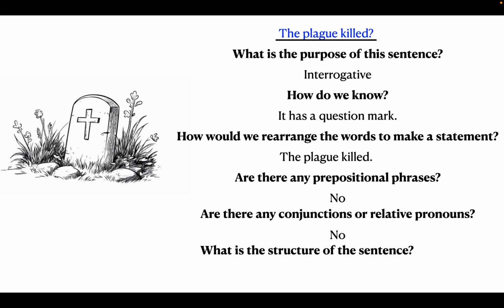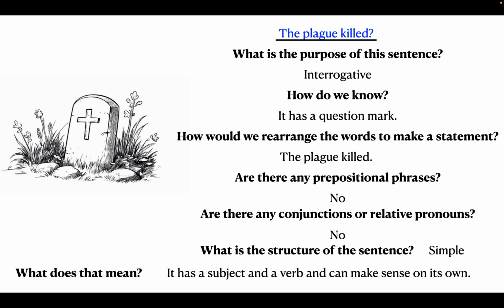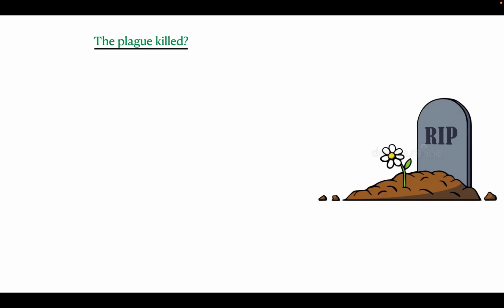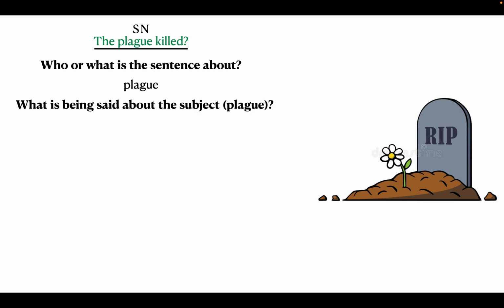And what is the structure of the sentence? It is simple. And what does that mean? It has a subject and a verb and can make sense on its own. Okay, going back to the same sentence. Who or what is the sentence about? Plague. So that is our subject. And is plague a noun or a pronoun? That's right, it's a noun. So we have a subject, noun. What is being said about the subject, plague? Killed. So that makes killed our verb.